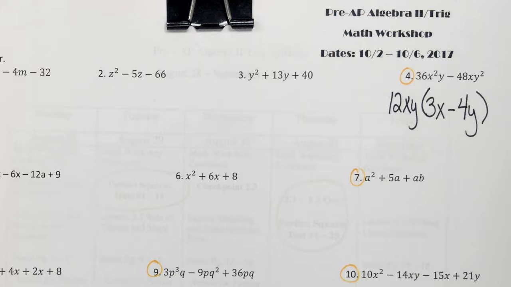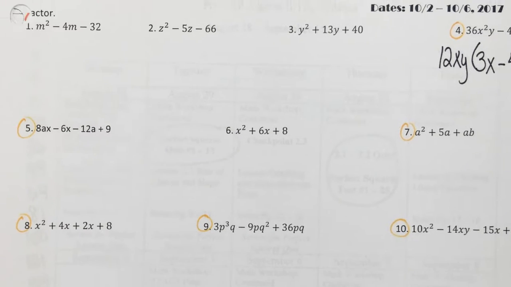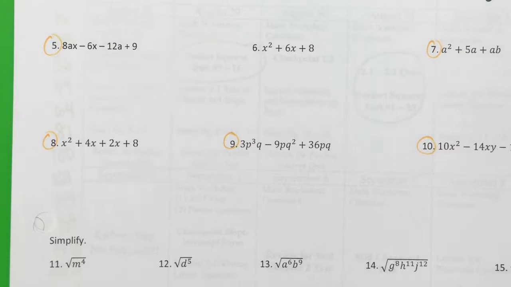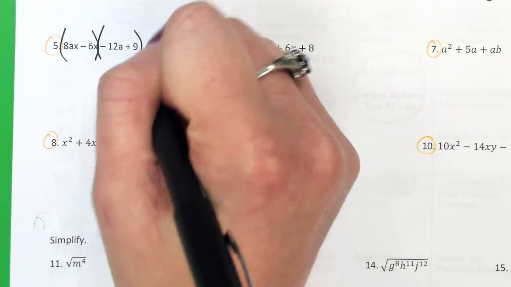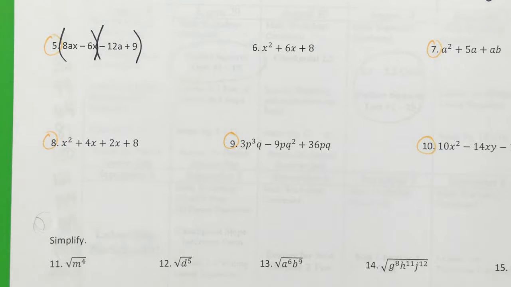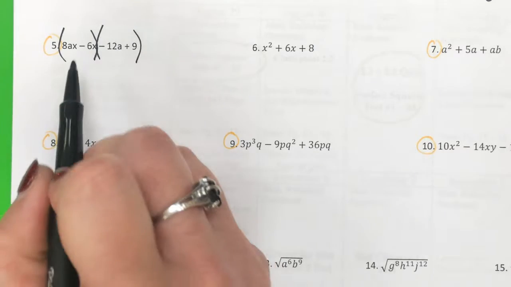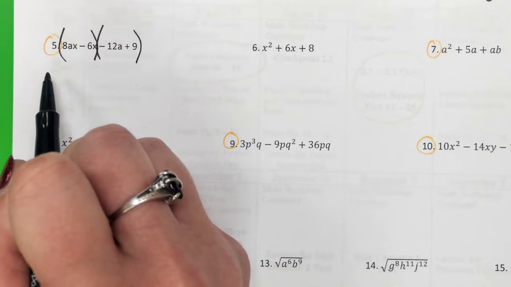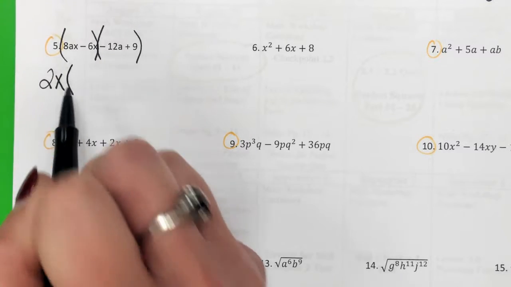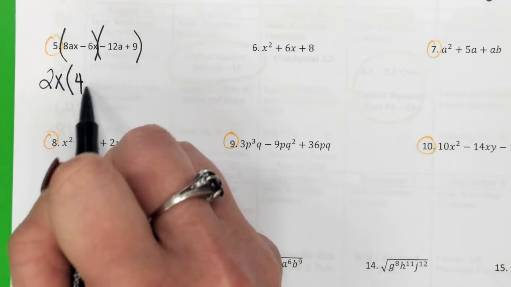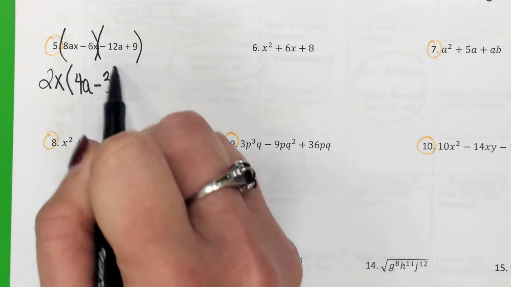Now, number 5 has how many terms? 4. So you do definitely group it and keep that negative with the 12. So what do the first 2 have in common? 2. What else? X. There you go. So you get 4a minus 3. Perfect.